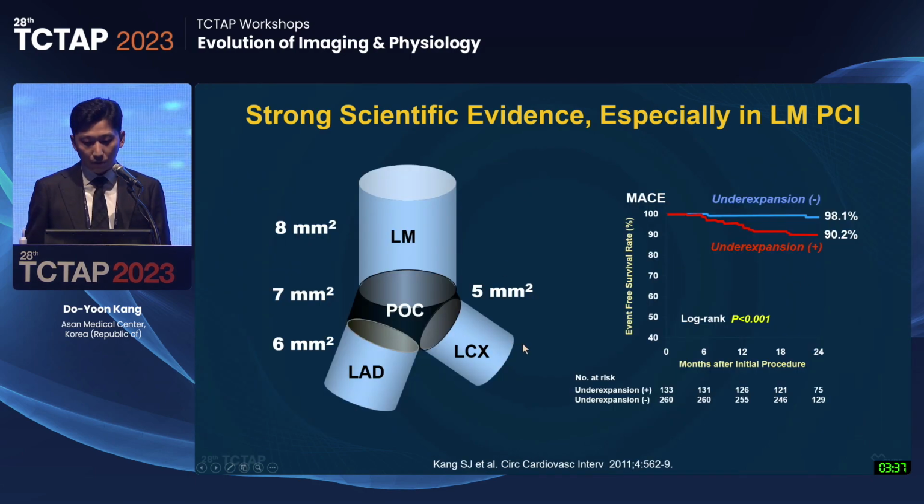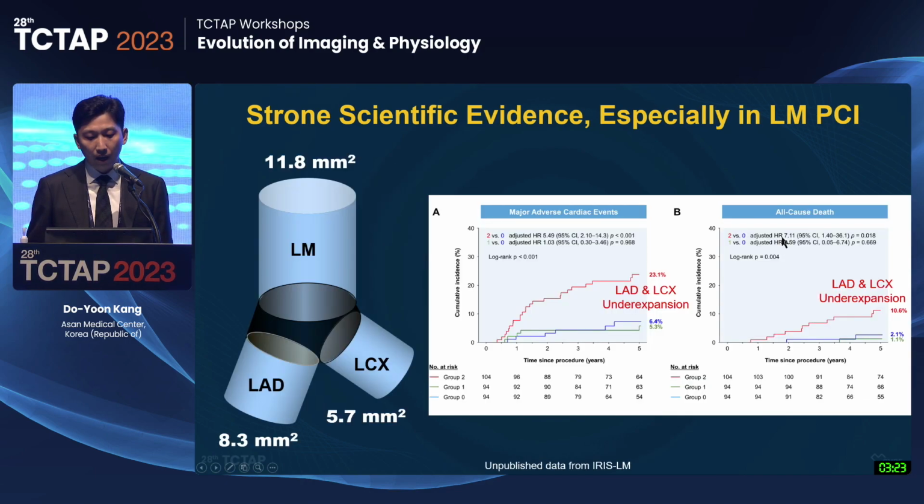And this is our data from 10 years ago that showed that a minimal stent area of more than 5, 6, 7, 8 in left main PCI showed good clinical outcome. And recently we revised the numbers with only crush techniques, and over 6.8 at the circumflex and LAD ostium. Patients with LAD and circumflex underexpansion showed a higher degree of major adverse cardiac events or all-cause death in 5-year follow-up.